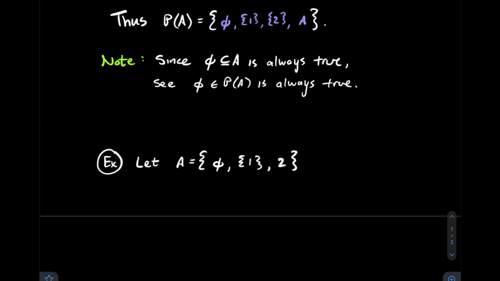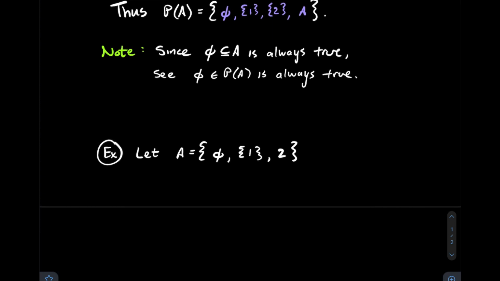So look at this A. A consists of, there's an empty set in there, what the heck? And then there's this set containing 1 in there, my goodness, and then there's this element 2. Again, same instructions. I want to compute what the power set of A is.